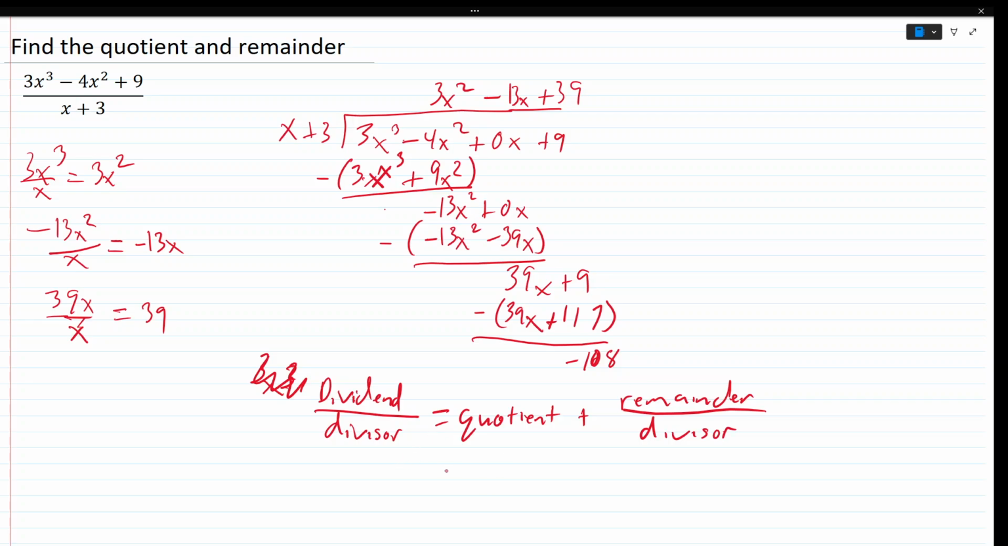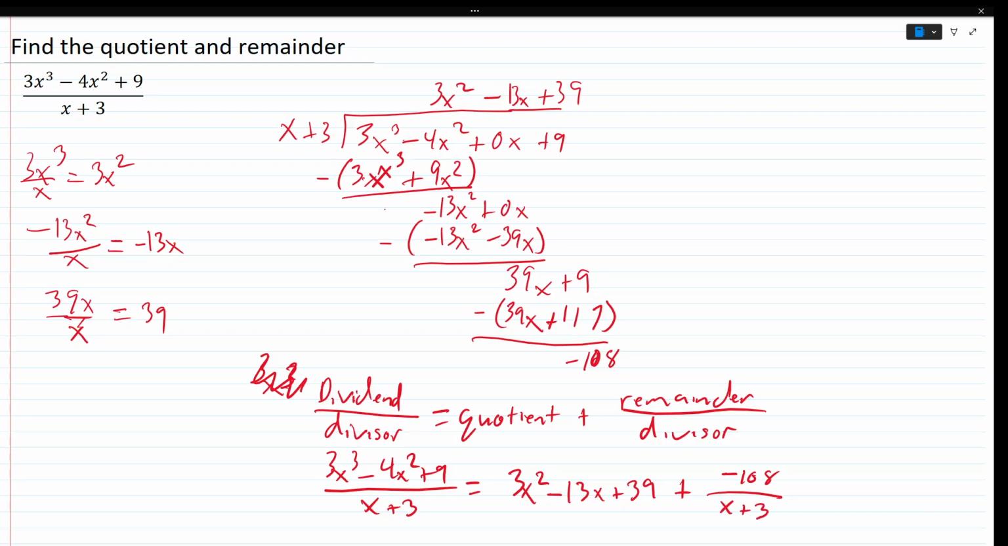So in this case, our answer would be that the 3x cubed minus 4x squared plus 9 divided by that x plus 3 is equal to our quotient, the 3x squared minus 13x plus 39, plus our remainder, the negative 108, divided by our divisor, the x plus 3. So that's the way you would write the answer if they ask you to write it in the form of the quotient plus a remainder divided by the divisor.